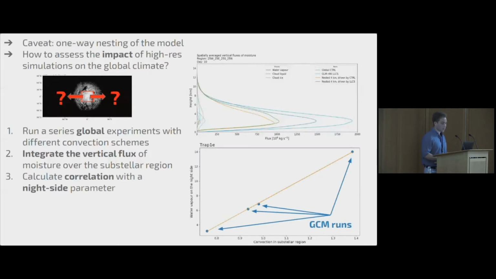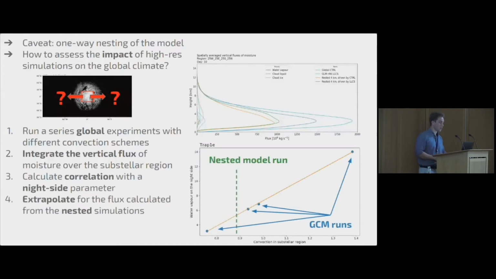And if we find a good correlation between these parameters, then we can run a nested simulation, find the same integrated vertical flux of moisture, and then infer from that what difference it would make for the night side if we run the simulation as a convection resolving model for the whole planet.